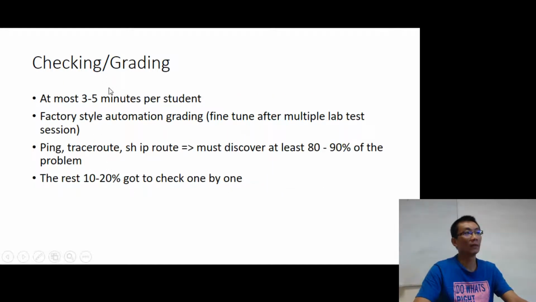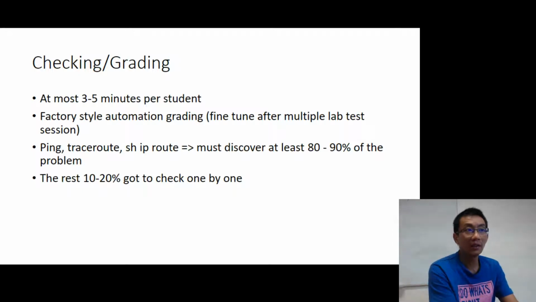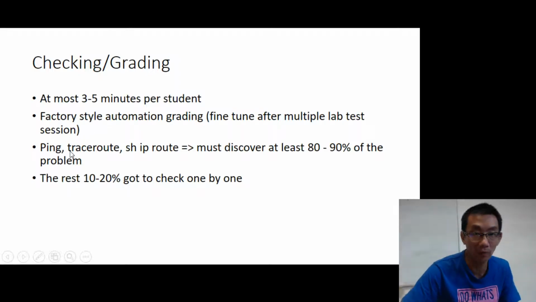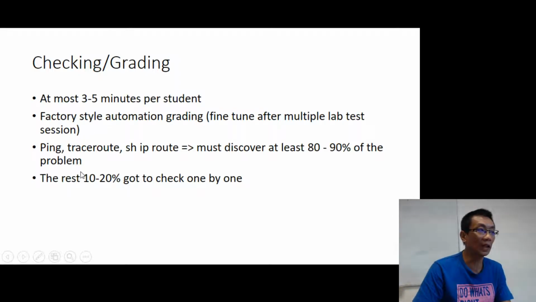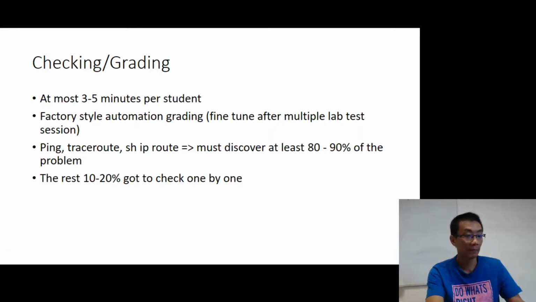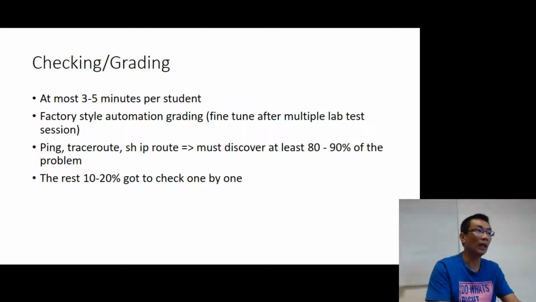So for the grading, at most it will be 3 to 5 minutes per student. It's a factory-style automation grading, fine-tuned after multiple lab sessions. So basically, if you try ping, traceroute, show ip route, you must discover at least 80 to 90% of the problems. The remaining 10-20%, you have to check one by one. There are so many students, we cannot afford to spend so much time checking and grading.